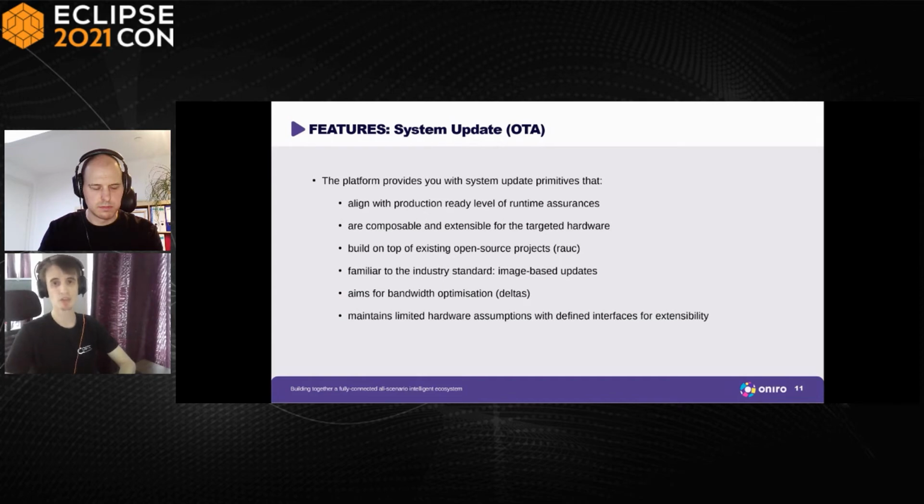The primitives are also clear and defined so that you can easily plug in additional hardware support. We use existing open source software to build our update stack. For example, RAUC is one of the core components we use in that regard. The update procedure is image-based, making it aligned with the industry standard. It's easy on your bandwidth by providing functionality in terms of deltas, and it maintains limited hardware assumptions with defined interfaces for extensibility.